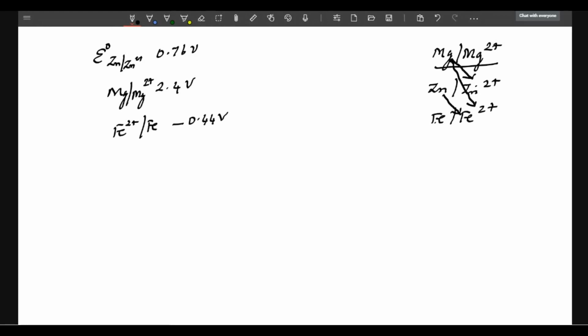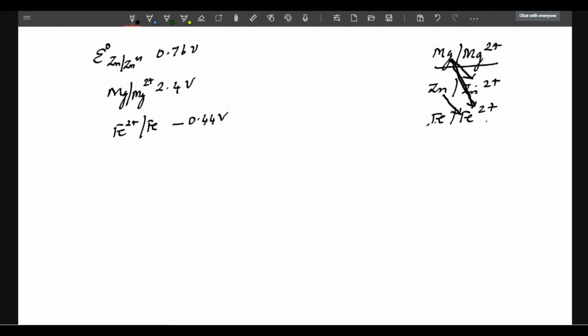Or, which metal will displace which metal ion from its salt solution? Magnesium would displace zinc from zinc 2 plus. Magnesium would release iron from its iron 2 plus. Zinc can release iron from its iron 2 plus only. These are the possible answers.